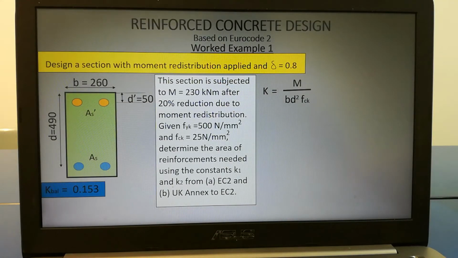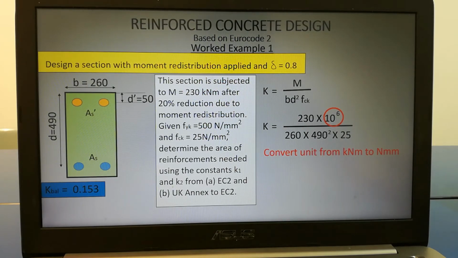We store the value of K balance at the bottom left and proceed to calculate the value of K using this equation. Plug in the numbers. 230 is the moment imposed on the section. 10 to the power of 6 is the conversion factor from kilonewton meter to newton millimeter. 260 is the width of the section. 490 is the depth of the tension reinforcement. 25 is the concrete cylindrical strength.